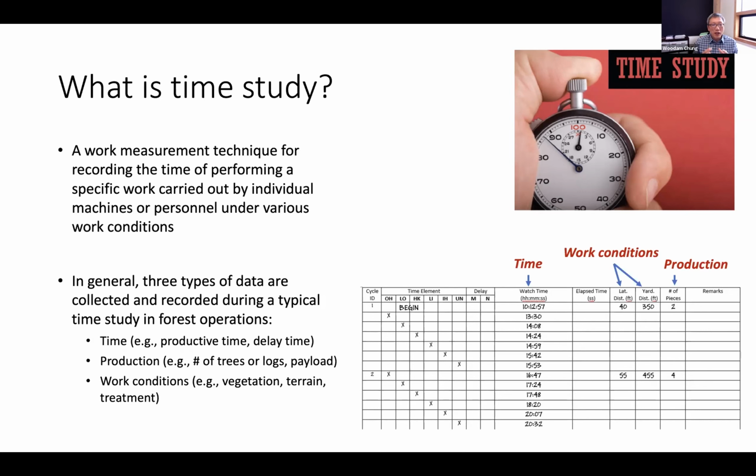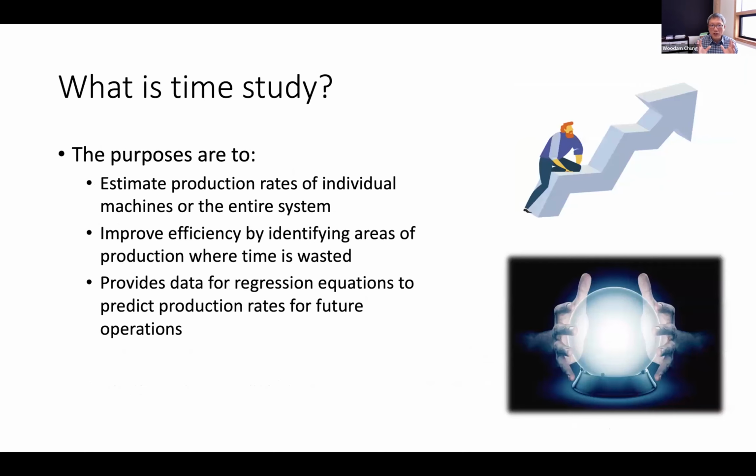The other component of data that we collect is production. So for each cycle, when we measure time, we also measure how much wood we move during the cycle. Production is an important data we collect during a time study. And the third component is work conditions. In this case, for example, yarding distance, how far the carriage moves, or how far we went out for lateral yarding, or the terrain condition like slope, or the vegetation conditions or treatments. They could be different work conditions or different parameters that we collect during a time study. So that's the concept of a time study in a nutshell.